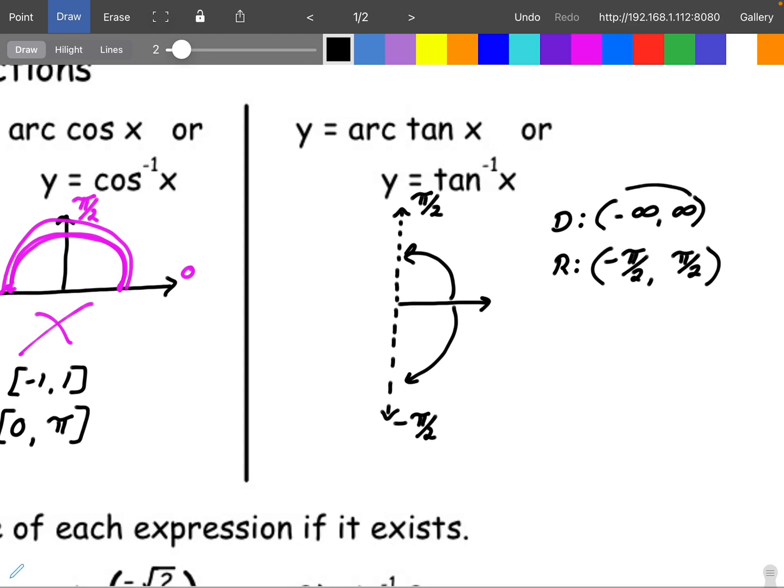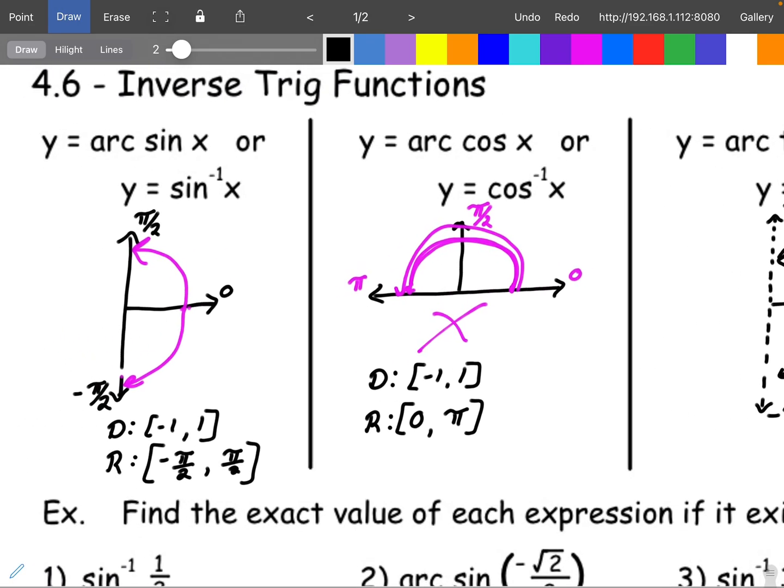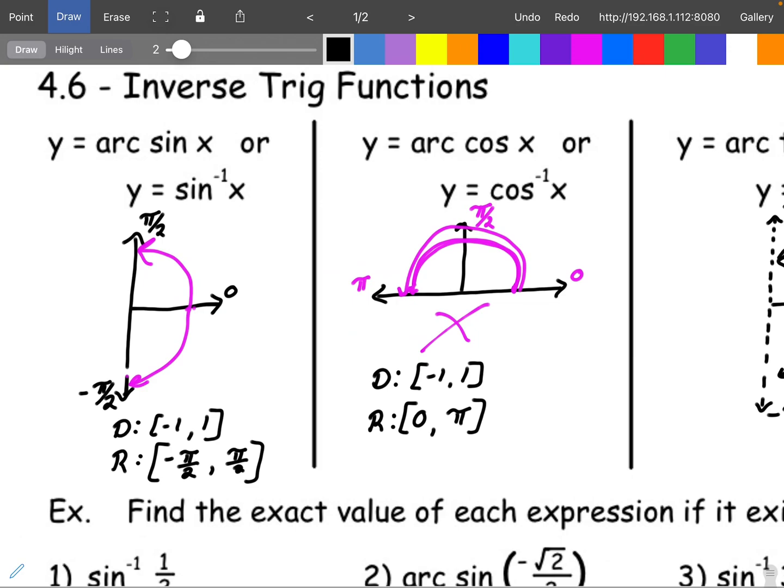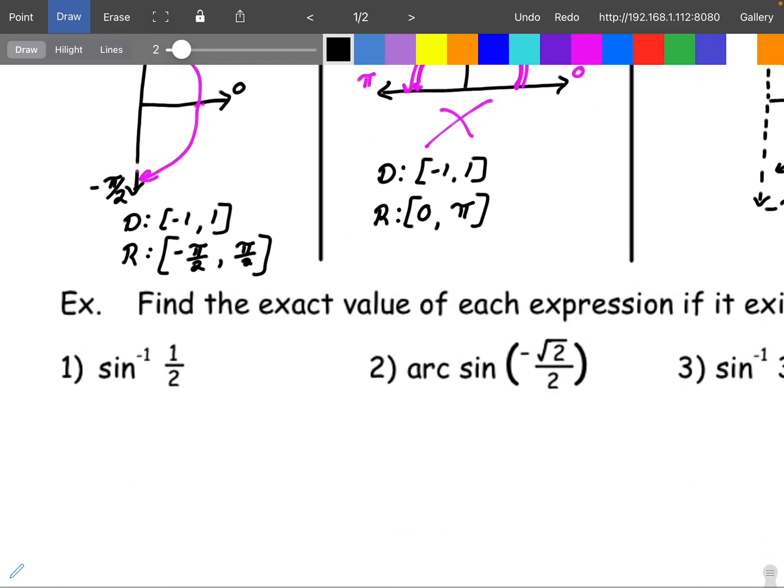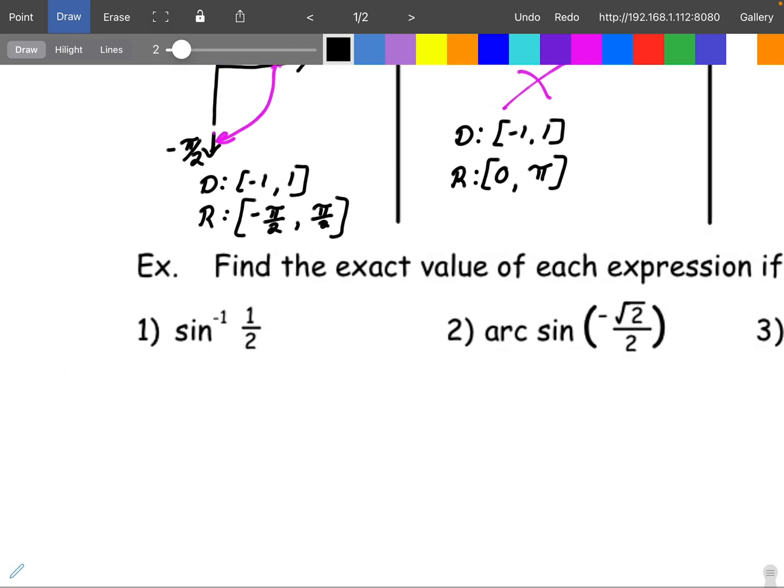And that's important. So that means that since inverse tangent can be anything, I will always have a solution for inverse tangent. It will never be no solution. However, for inverse sine and inverse cosine, since those domains are limited, that means that I have the potential to have problems that have no solution. So let's look at how that's going to be.